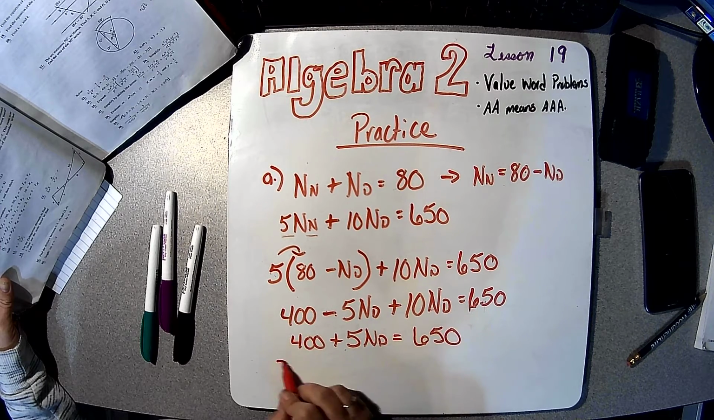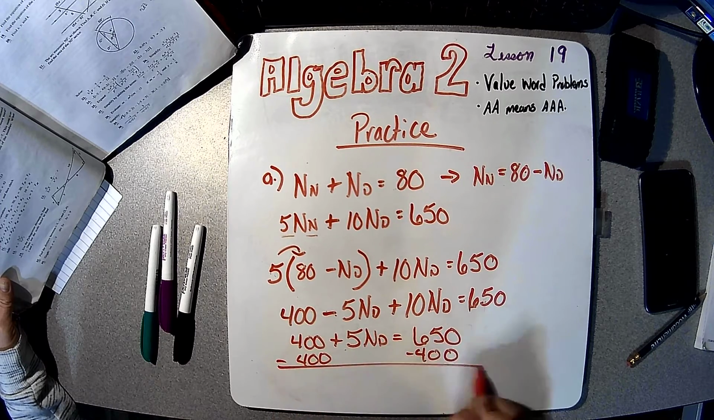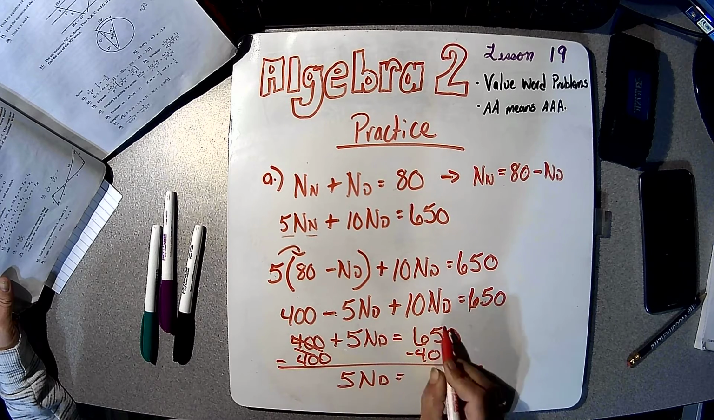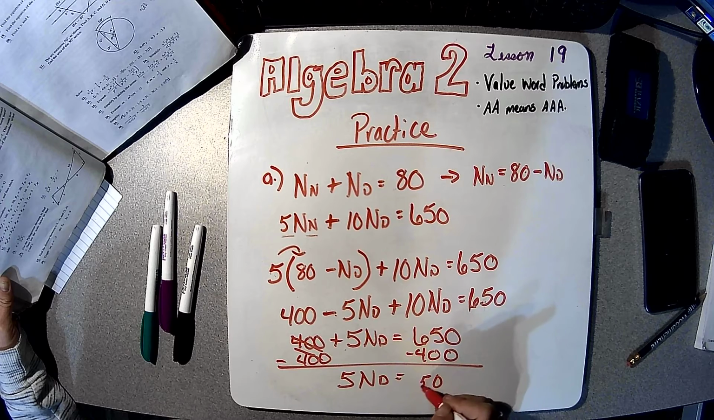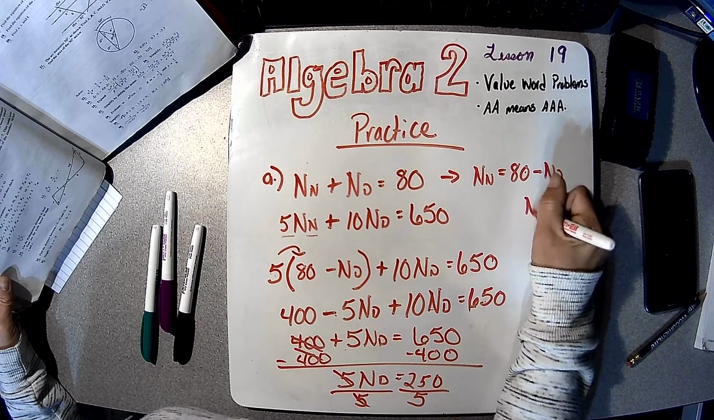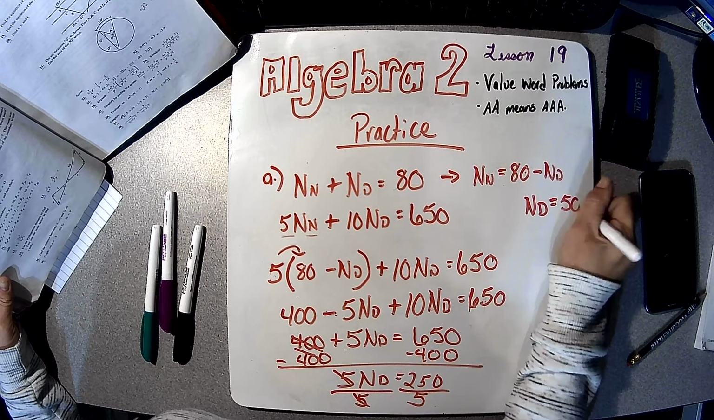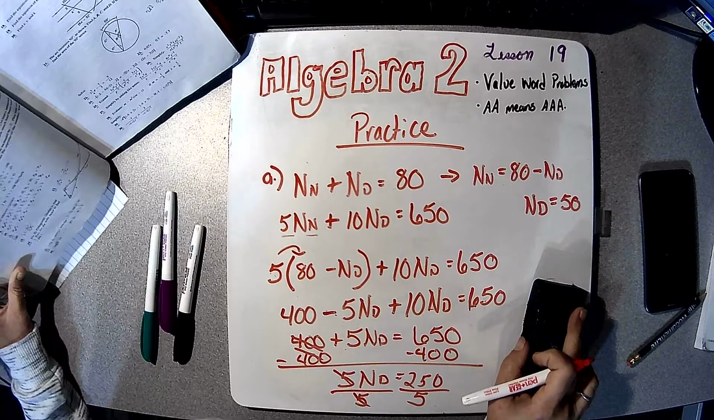Now I am going to subtract 400 on both sides. And I'm going to get 5 times the number of dimes equals 650 minus 400, which is 250. Now I'm going to divide by 5. And I'm going to say my number of dimes equals, let's see, 250 divided by 5, so 50. So I've got 50 dimes. 50 dimes will be $5.